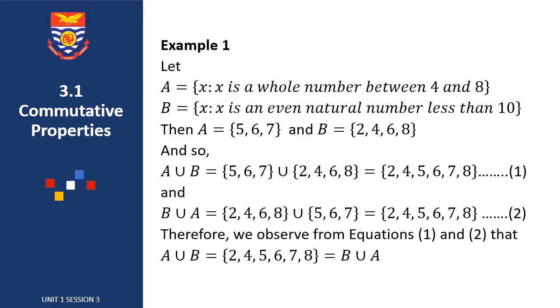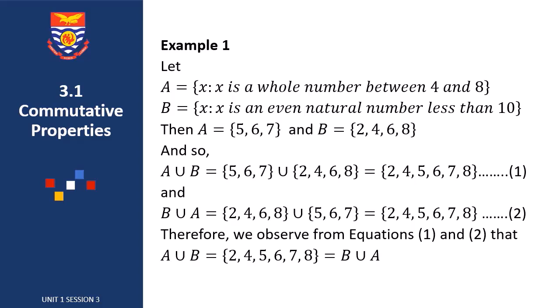Now let's do the other way round, where we do B union A. So this time we'll bring the set B first, then we bring the union symbol, and then we bring the set A. And then we combine the members of these two sets to have 2, 4, 5, 6, 7, and 8. We will call this one equation 2.